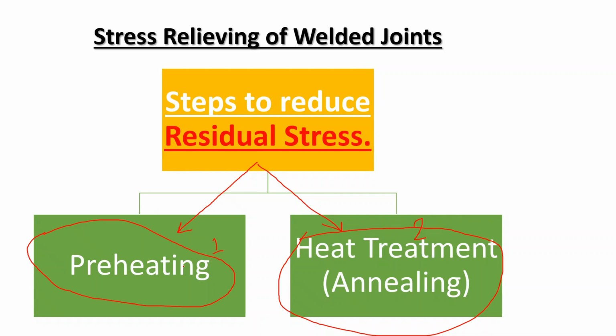The results obtained from these two methods are shown. They reduce the magnitude of the residual stresses. However, both these methods are completely different in the way they achieve this. Preheating can be treated as a precaution and heat treatment can be treated as a cure. Since preheating is done before the welding, that's why we call it a precaution, and heat treatment is done after the welding. That's why we call it a cure.